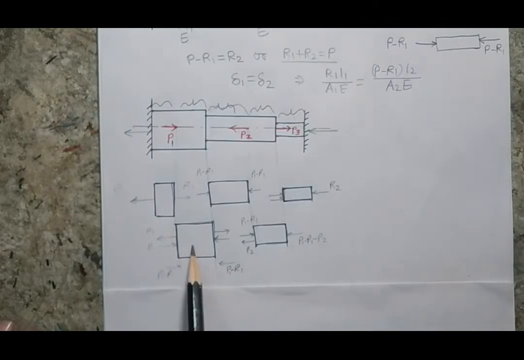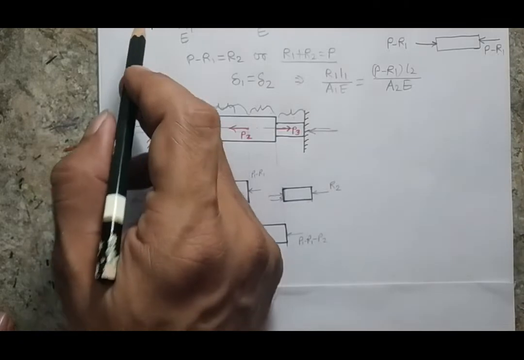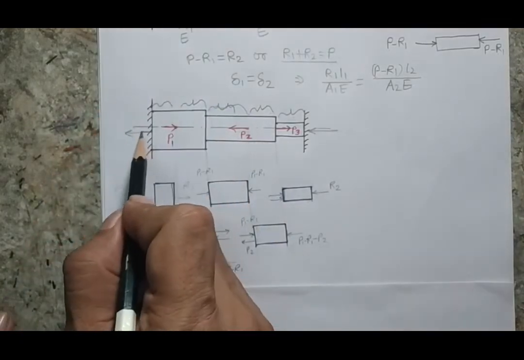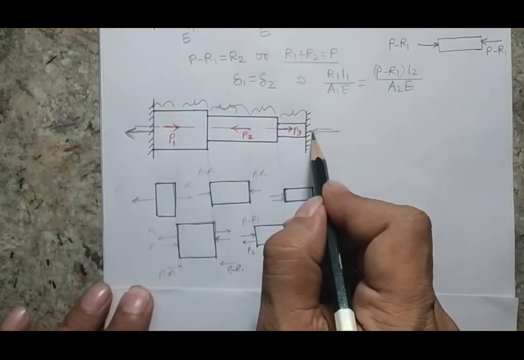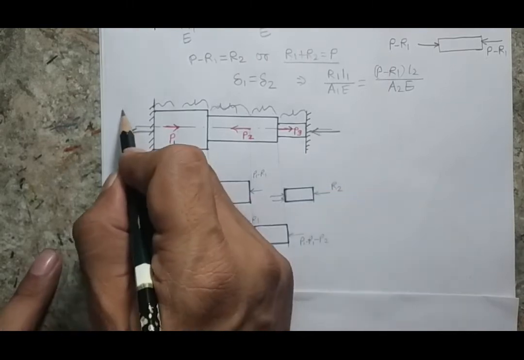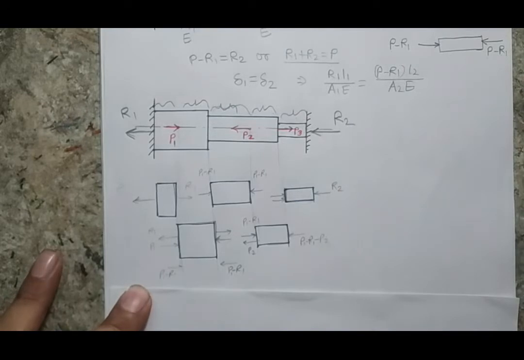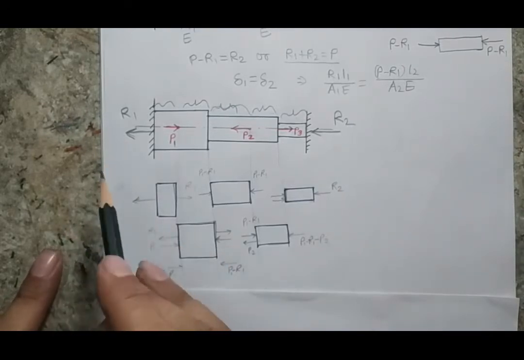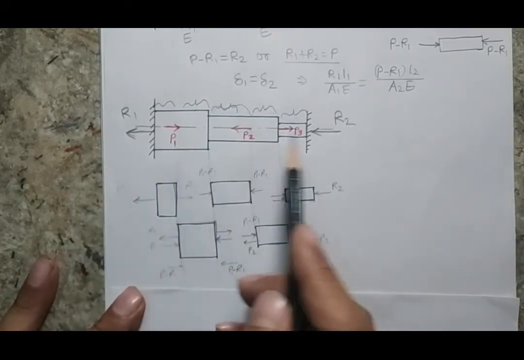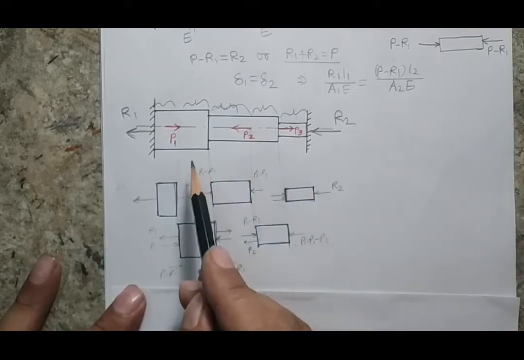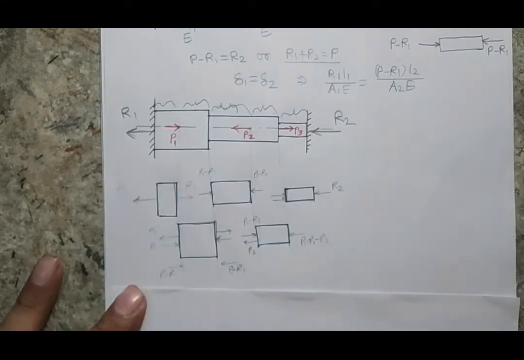So here is the free body diagram of 5 sections, and as I already explained in my previous case, I am going to consider my reactions in the same direction here also. So my reaction R1 and reaction R2. Here also we are interested to find the reactions as well as the forces in each section. After getting the forces, we can get the stresses in each section.